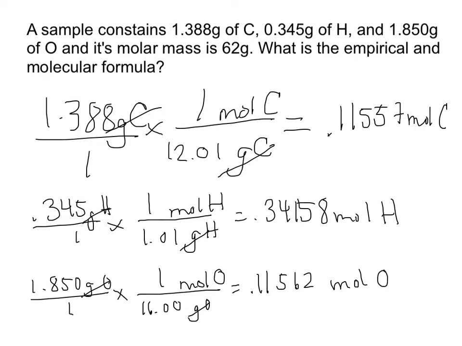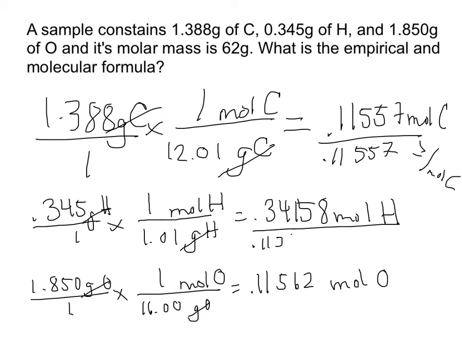At this point, I have everything in moles. I now need to divide by the smallest moles. So I'm going to divide by carbons, 0.11557, and that's going to give me 1 mole of carbon. I'm going to divide hydrogen by 0.11557, and I'm going to get 3 moles of hydrogen. And I'm going to divide oxygen by 0.11557, and I'm going to get 1 mole of oxygen.